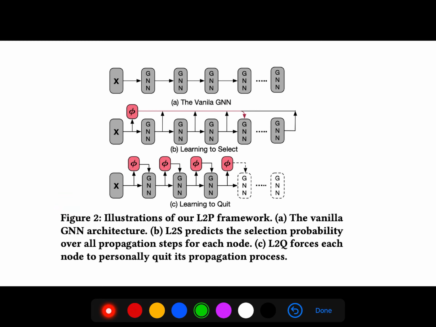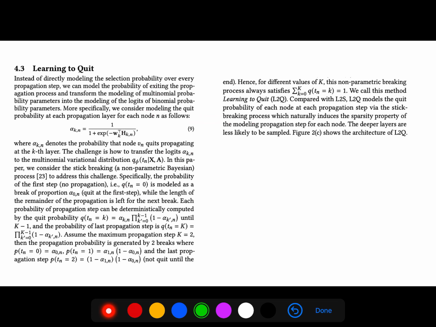This is an illustration. The vanilla GNN is A. This is just a vanilla GNN, but B predicts the selection probability over all propagation steps. And C forces each node to personally quit its propagation process. It reminds me of the stopping diffusion in diffusion-based graph generation, because there they have such a technique that they understand when to quit, when to stop. So learning to quit is important.